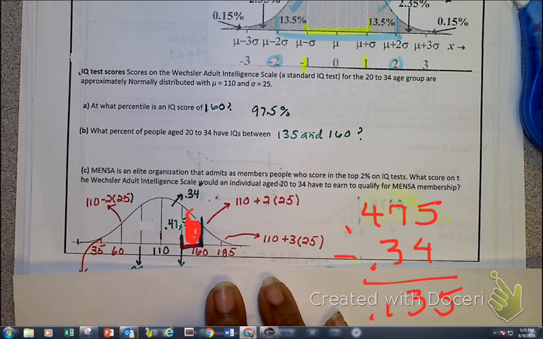And now, as I look at part C, and they're saying to find the top 2%, all I can do is say find the approximate value, at least with this method right here. Well, as we look up here, don't we see that?